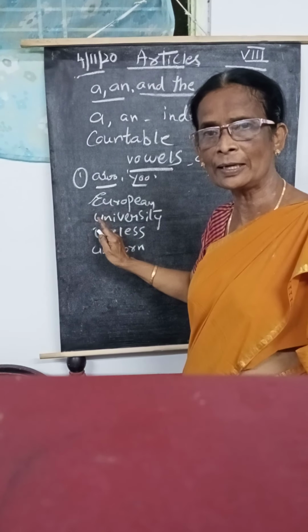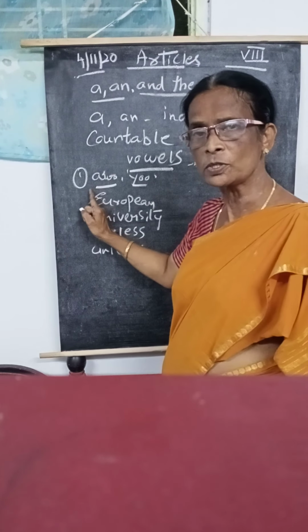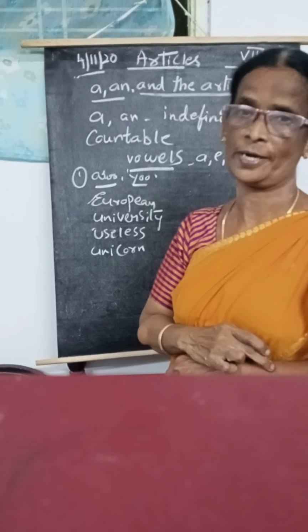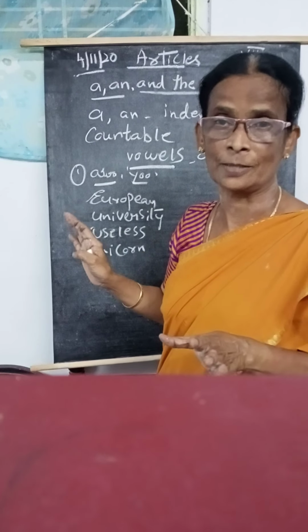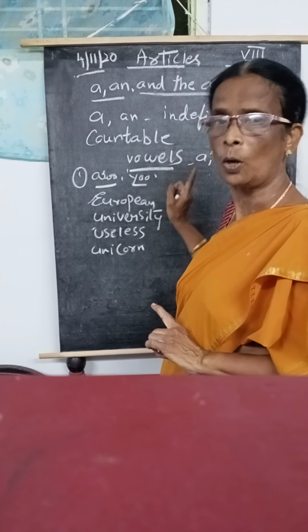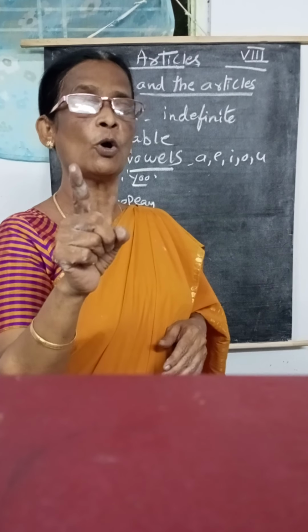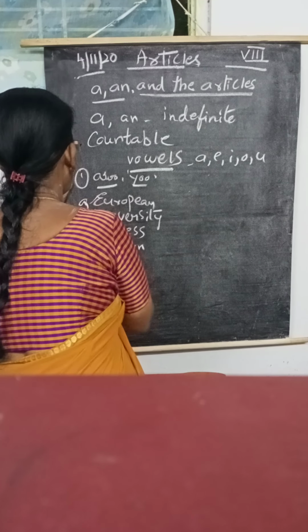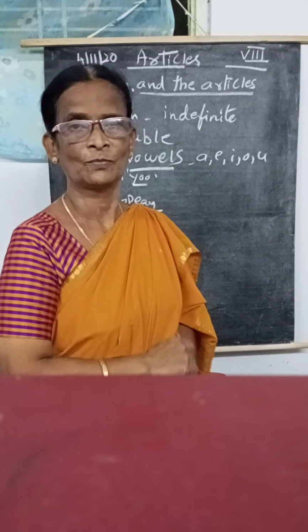Then why are we writing a instead of an? Because this U sound comes from the consonant. What letters are not here, those are known as the consonants. So E and U are the vowels, but we got the sound from the consonant. Before the consonant sound we are writing a. So here we have to use a European, a university, a useless and a unicorn. Okay, ma'am? So instead of an, you remember it.